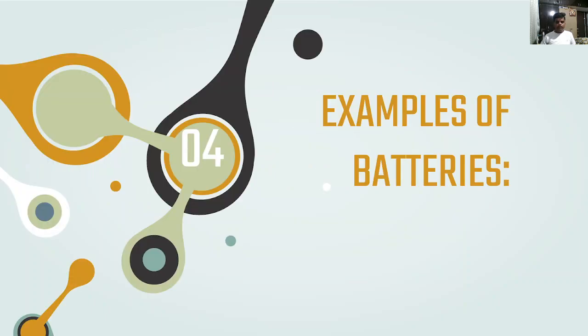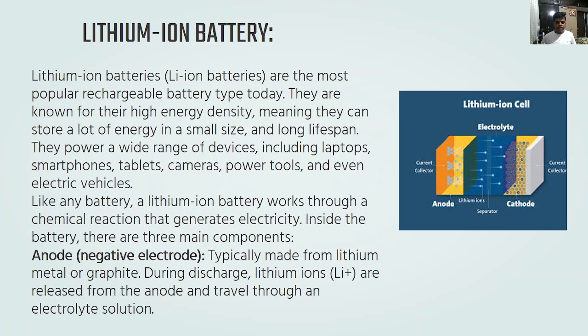Then let us see some examples of batteries. At first, the lithium-ion battery. Lithium-ion batteries are the most popular rechargeable battery type today. They are known for their higher energy density, meaning they can store a lot of energy in a small size, and long lifespan. They power a wide range of devices including laptops, smartphones, tablets, cameras, power tools, and even electric vehicles. Like any battery, a lithium-ion battery works through a chemical reaction that generates electricity inside the battery.